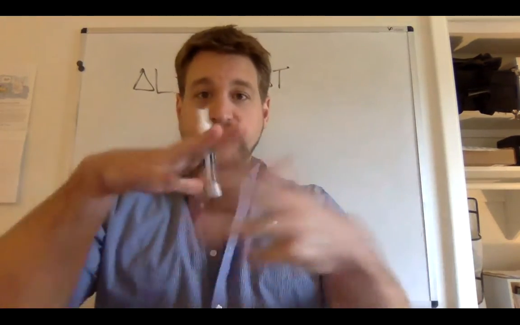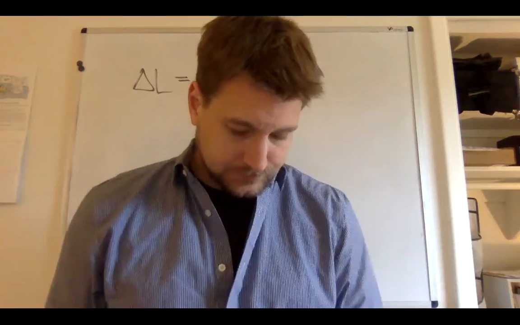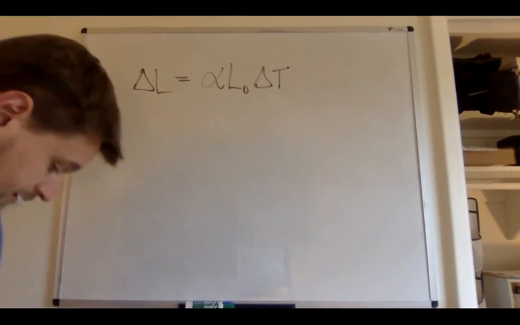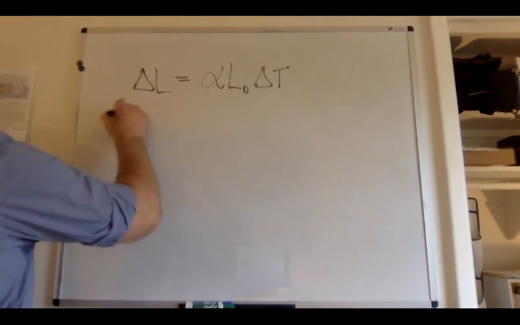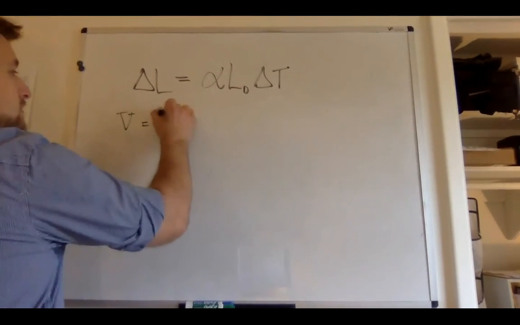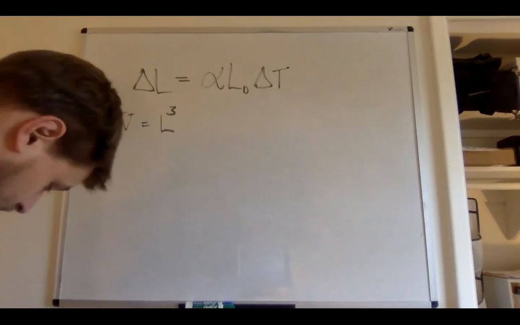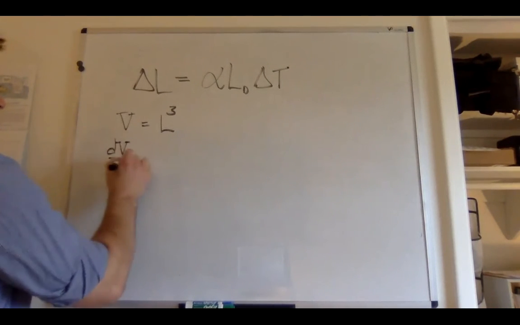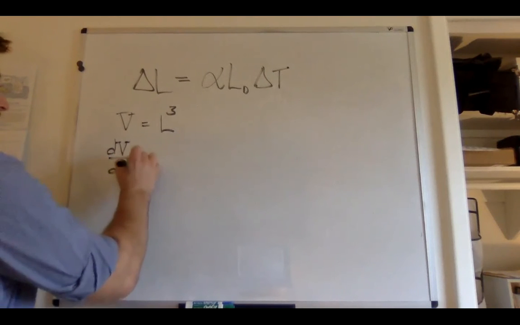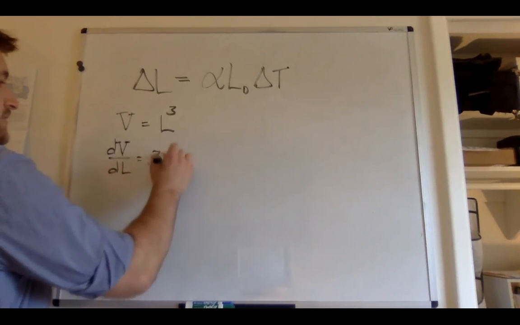What if we've got a thing that's expanding along multiple axes? What if it's not just a length? Well, let's think about a cube. The volume of a cube is the cube of the side length. So the rate of change of the volume as the length changes is 3L squared. We take the derivative.